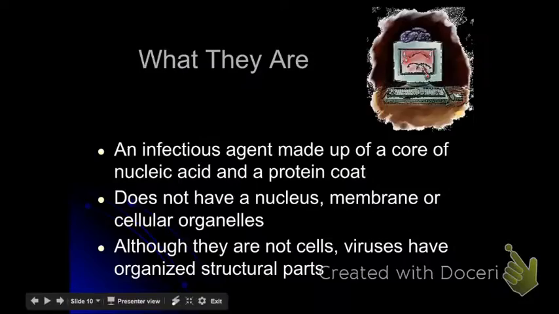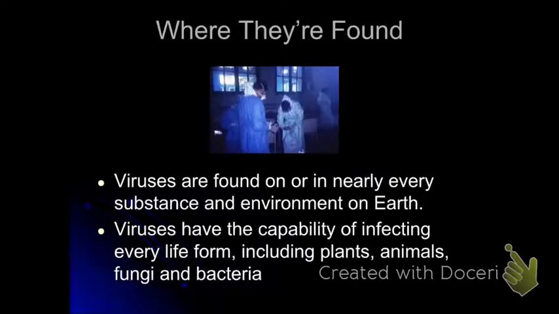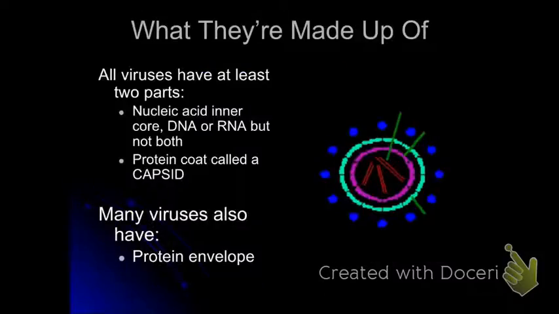Viruses are trouble in a small package. They are an infectious agent made up of a core of nucleic acids and a protein coat. They do not have a nucleus, membrane, or cellular organelles. Although they are not cells, viruses do have organized structural parts, so they have a little bit of organization. They are found on or in nearly every substance and environment on Earth. Viruses have the capability of infecting every life form, including plants, animals, fungi, and bacteria.